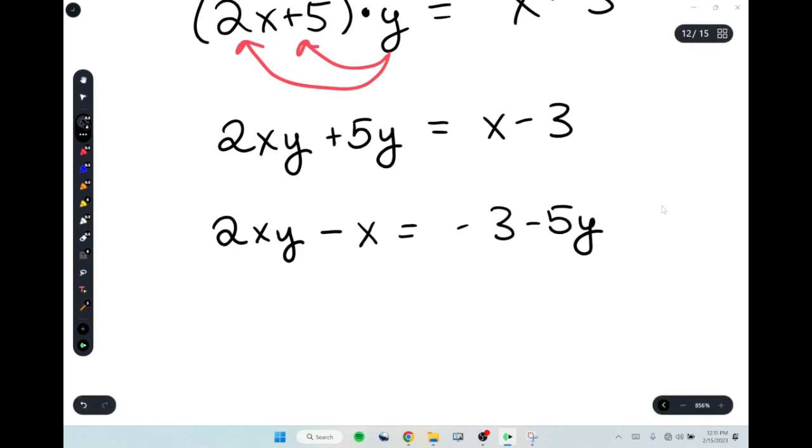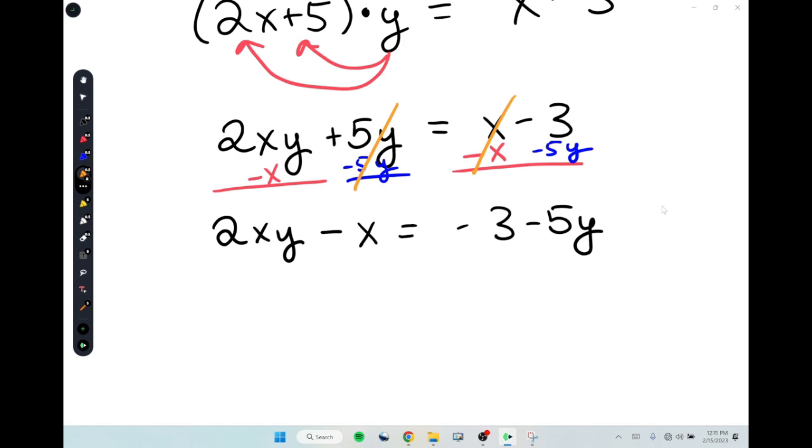Move them to the other side. Minus x on both sides, right? And minus 5y on both sides. The x's cancel, and the 5y's cancel. You can do that at the same time. You're more than welcome to do it at the same time. I usually do. Heck, I didn't even write it, I just did it in my head. That's not a nice thing to do, but.